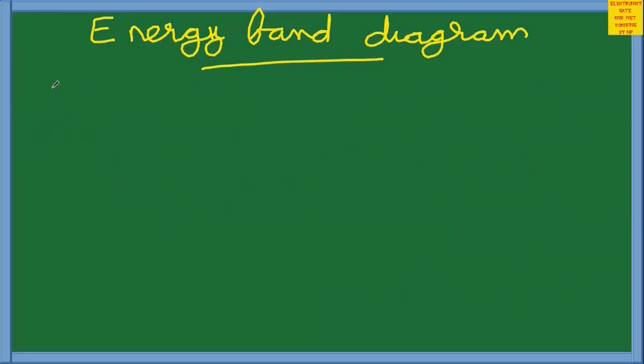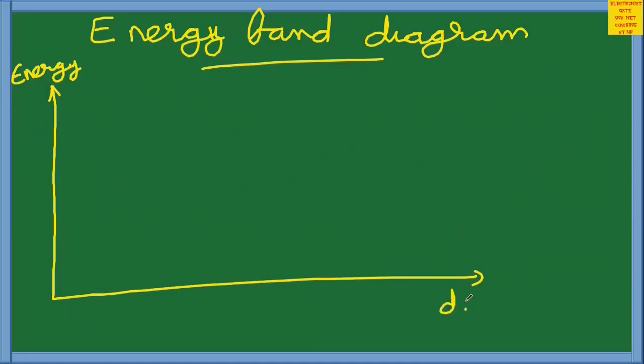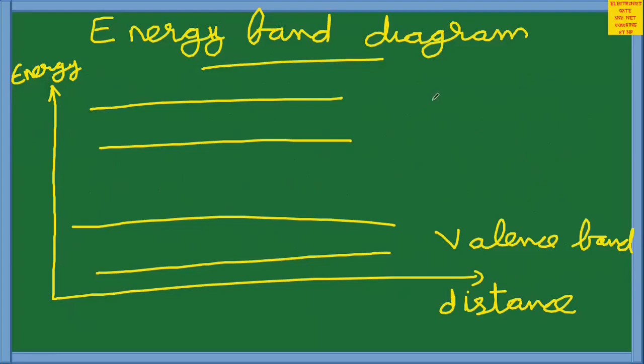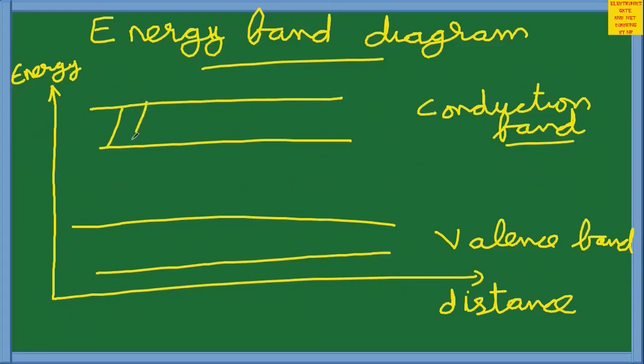When we consider the energy band diagram, on the y-axis we have energy and on the x-axis we have distance. And then we have two types of bands. One band is called the valence band and the other band is called the conduction band. The conduction band is the band of higher energy and it can be occupied by free electrons. And the valence band is the band of lower energy and it can be occupied by bonded electrons.